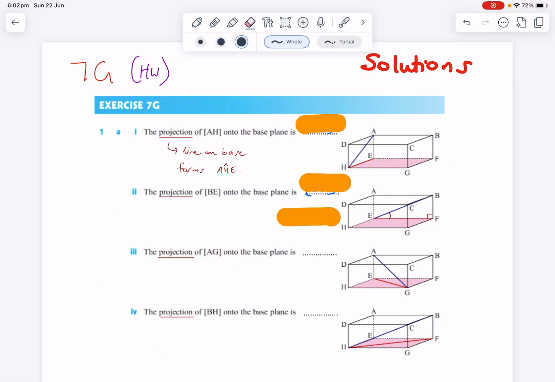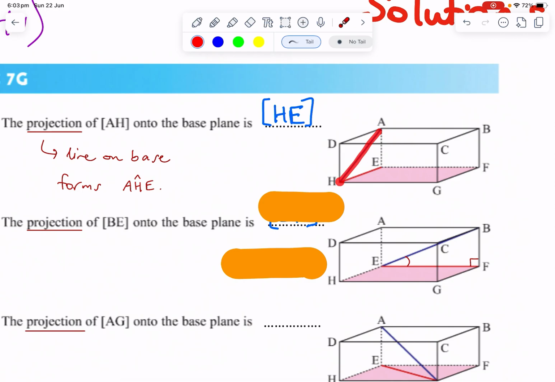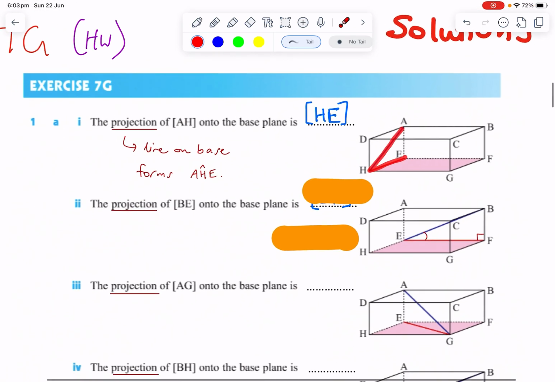Okay, and you can see that is HE, and there it is. Now don't forget, the projection is the line created on the base by the line AH. So the shadow, or the line, the projection AH makes with the base would be HE. And of course it would form angle AHE. But this one is asking for the projection, which is the line. There we go, that one there. All right, so have a think about this one.